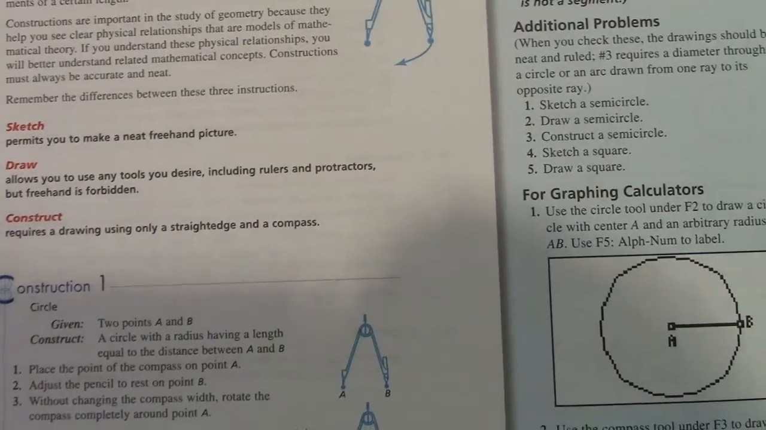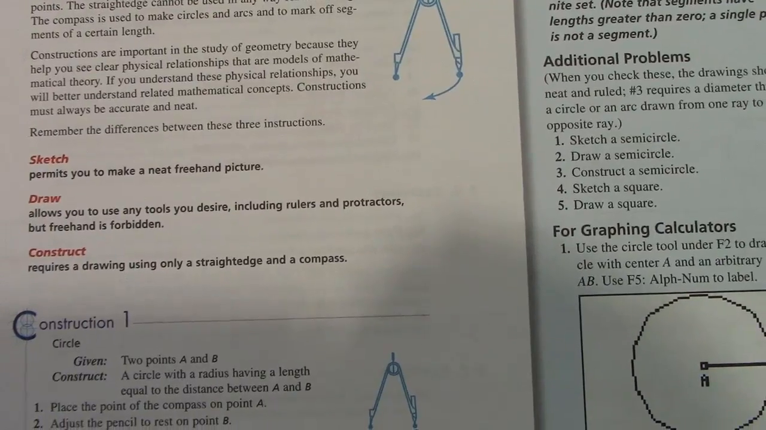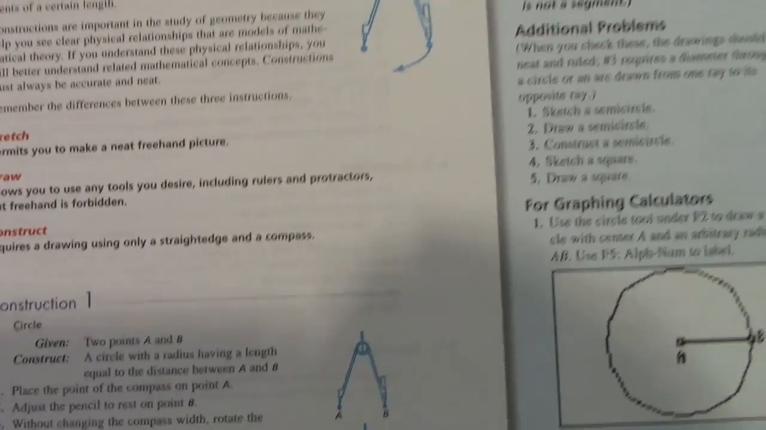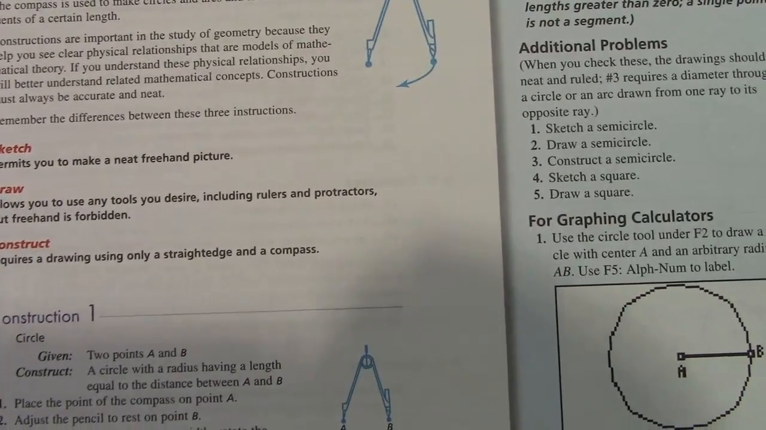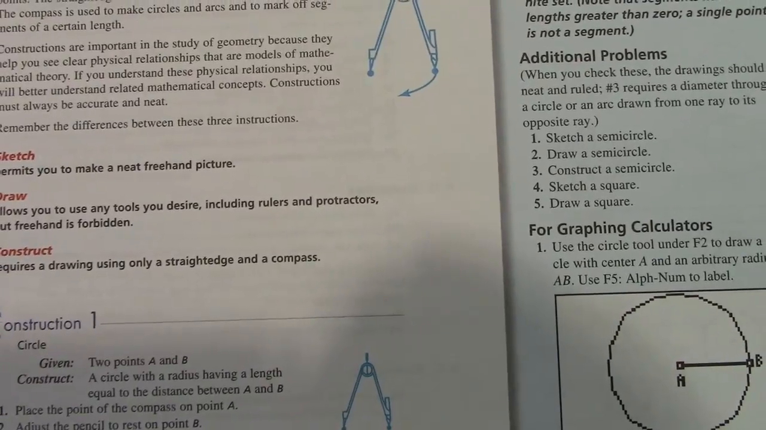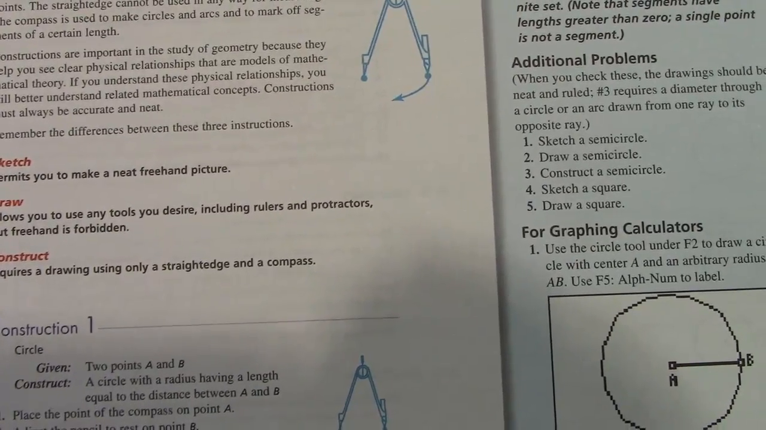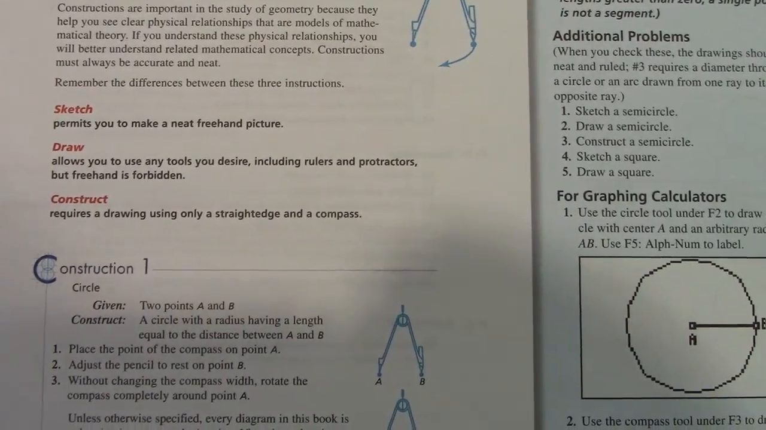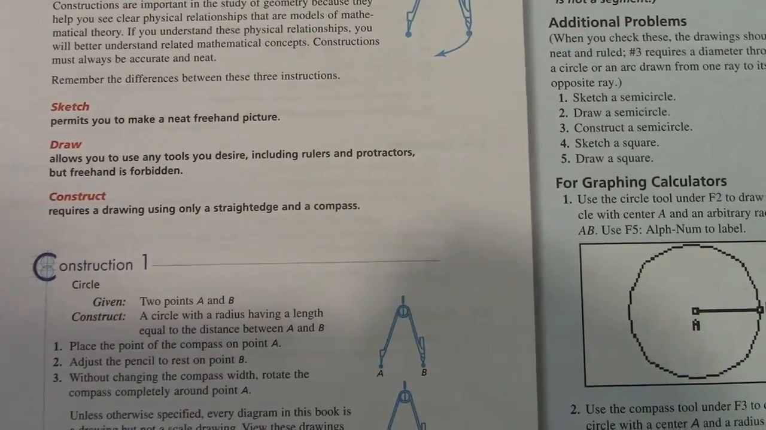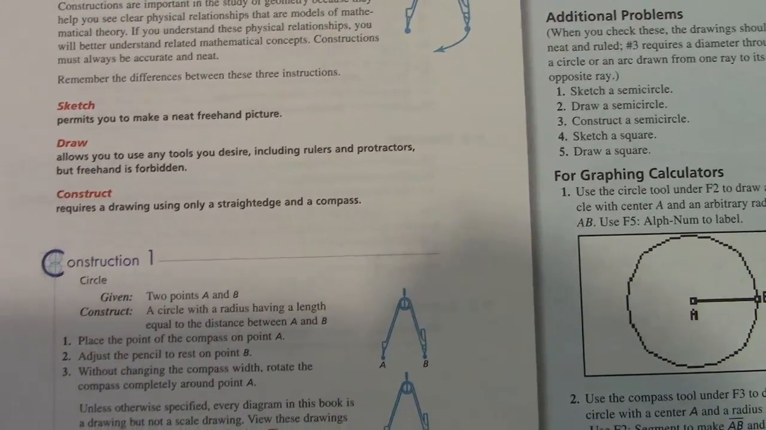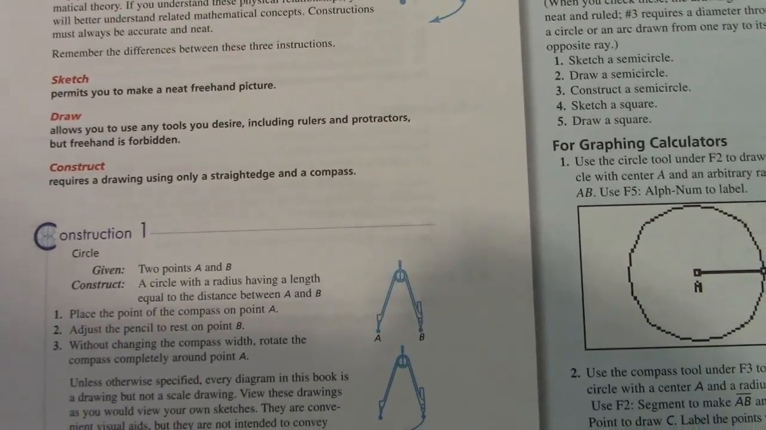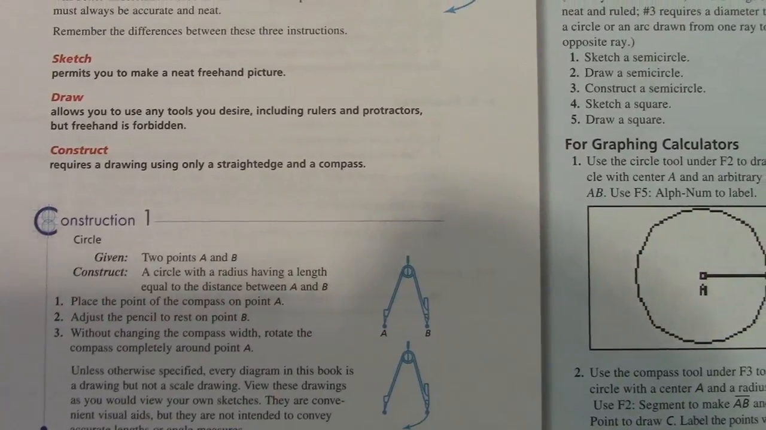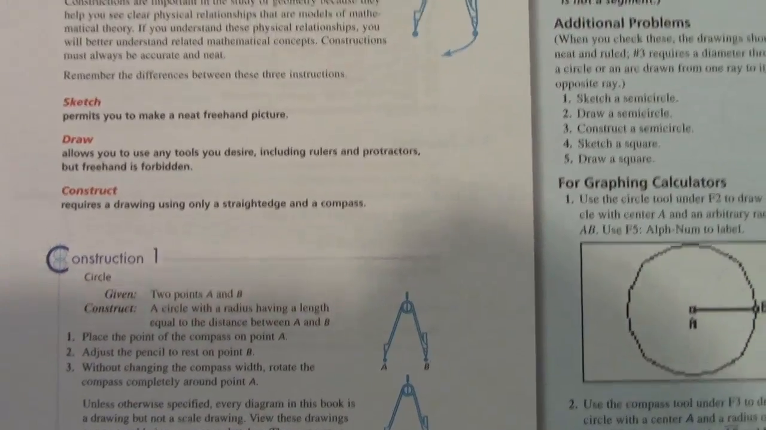Okay? Constructions are important in the study of geometry because they help you see clear physical relationships that are models of mathematical theory. And if you understand these physical relationships, you will better understand related mathematical concepts, and constructions must always be accurate and neat. Okay? So real quickly, sketches let you make neat freehand pictures. Drawings allow you to use any tools you desire, including rulers, protractors, but freehand is forbidden. Okay? And then construction requires a drawing using only a straight edge and a compass. All right? Cool. Any questions?